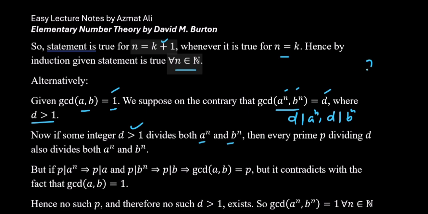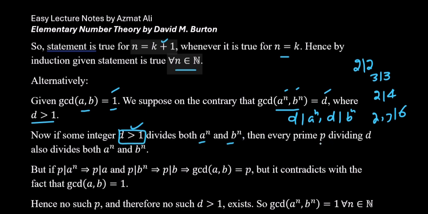For example, 2 has a prime factor 2, that divides 2. 3 has a prime factor 3, that divides 3. 4 has a prime factor 2, that is divisible by 2. 6 has two prime factors, 3 and 2, and both divide 6. So every positive integer that is greater than 1 has a prime factor. So if D is greater than 1, then clearly there is a prime factor for D.